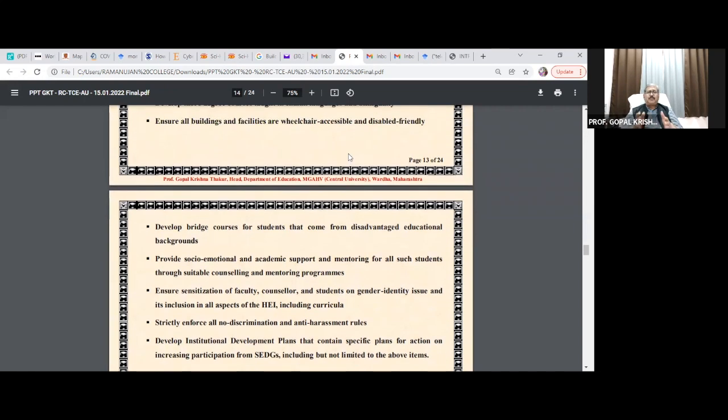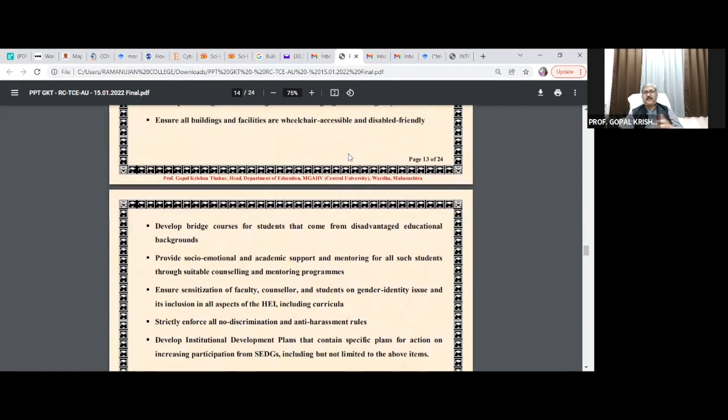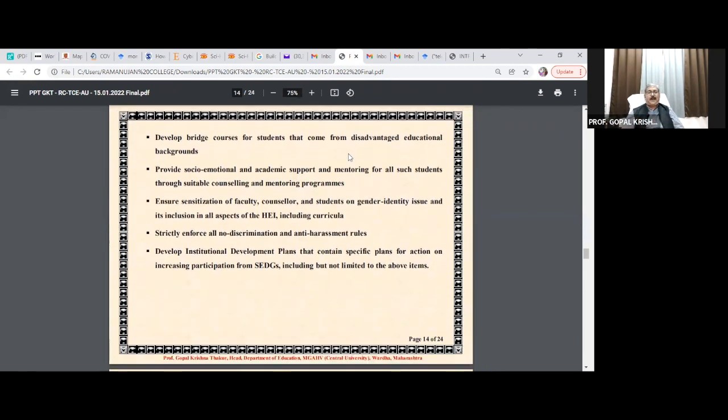And then the government must develop bridge courses for students that come from disadvantaged educational backgrounds. It should provide socio-emotional and academic support and mentoring for all such students who have come from a disadvantaged socio-economic, socio-cognitive background. So it should have a mentoring system. Again, this national education policy has, in some other part of the document, suggested establishing a national mentoring mission. That national mentoring mission would have experts from all walks of life, available to provide support, guidance and counseling to students who find things difficult at some point in their educational journey. So these mentors would be there to help and support them.